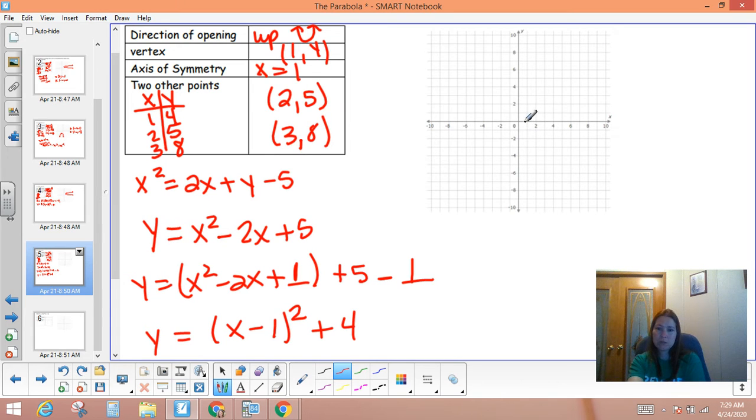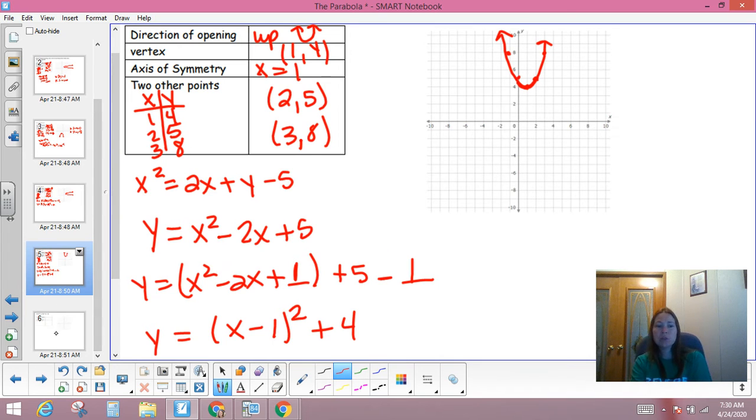All right, so 1, 4 is the vertex. So there's like a little imaginary axis running here. And then 2, 5, and 3, 8. So we're curving down, so we got to curve back up, right? And there's an axis going here. So he gets a reflective buddy on this side, and he gets a reflective buddy over here. And then we draw something that resembles a U.